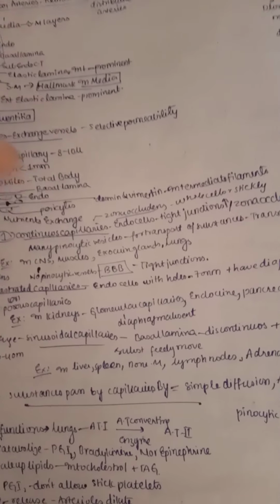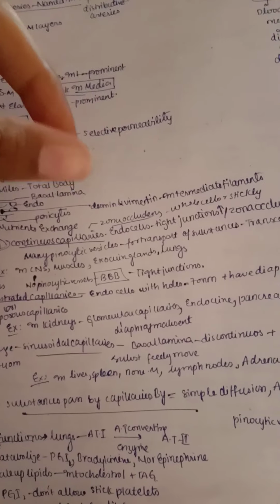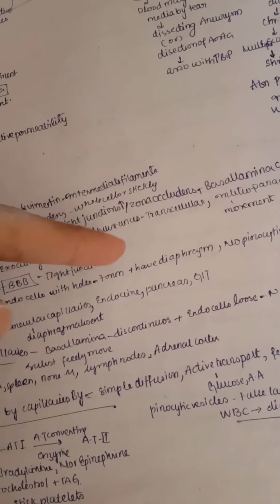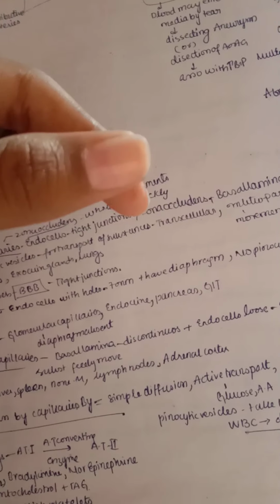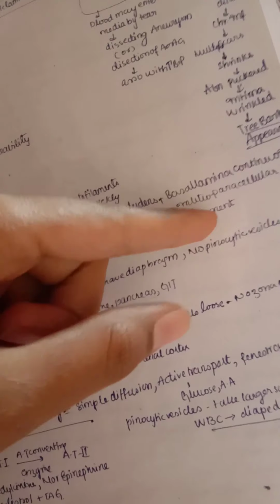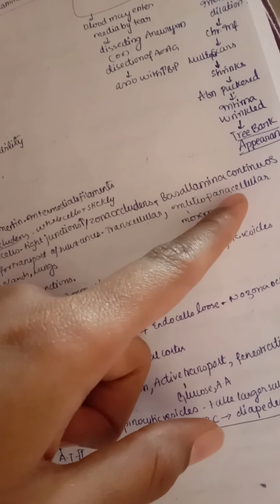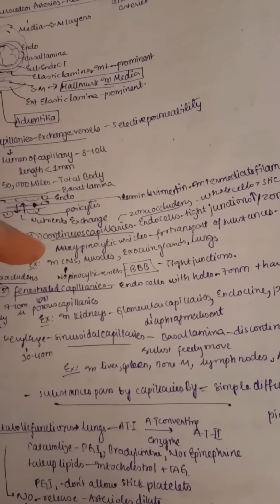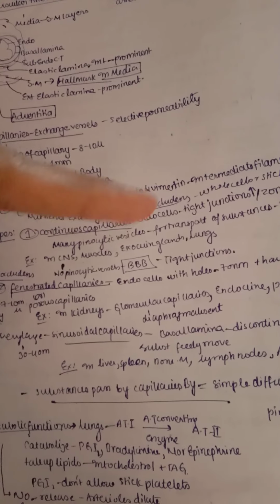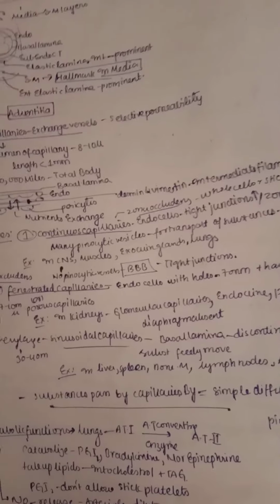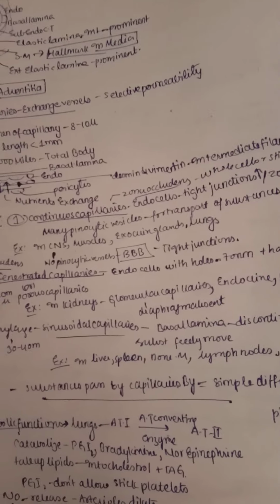So these pinocytic vesicles are present within the endothelial cells for the transport, which is known as the transcellular process, because it is taking place within the endothelium only. If the substances are transported between the endothelial cells, then it is known as paracellular movement. This continuous type of capillary can be seen in the CNS, muscles, exocrine glands, and also lungs.